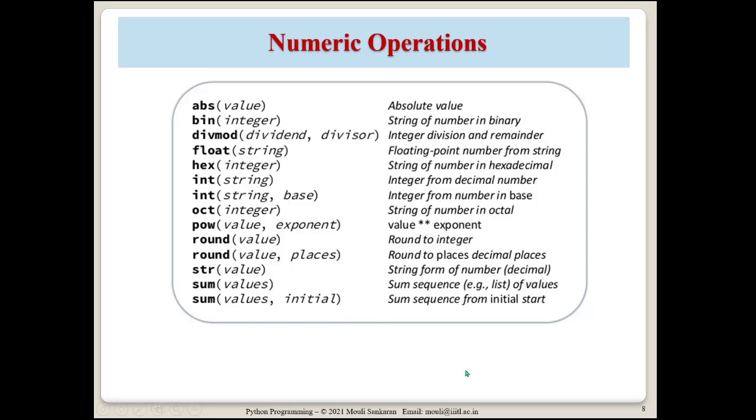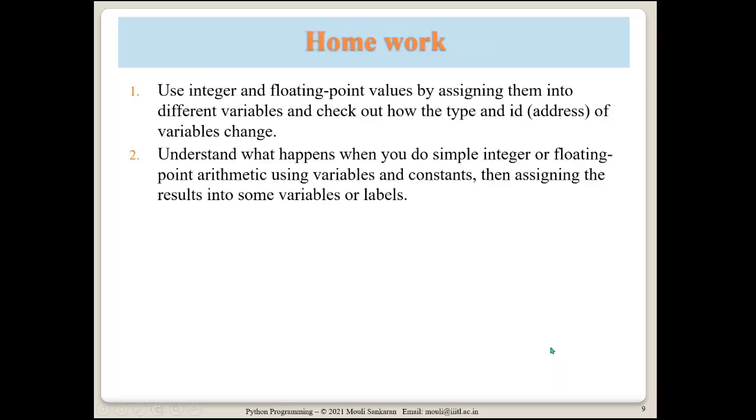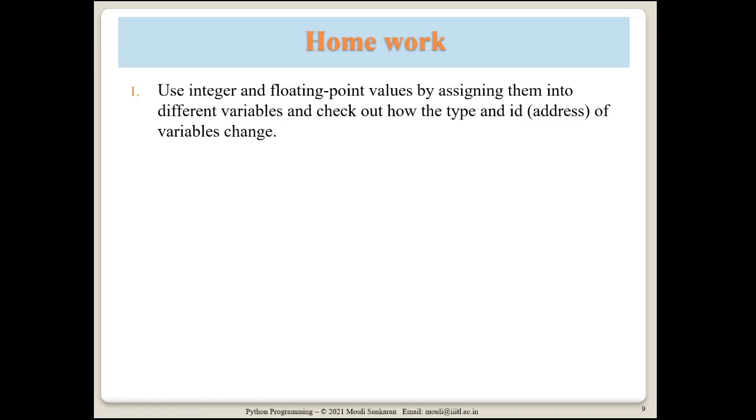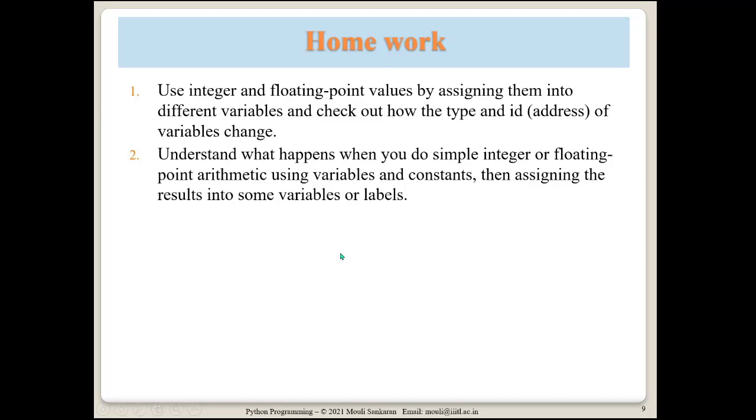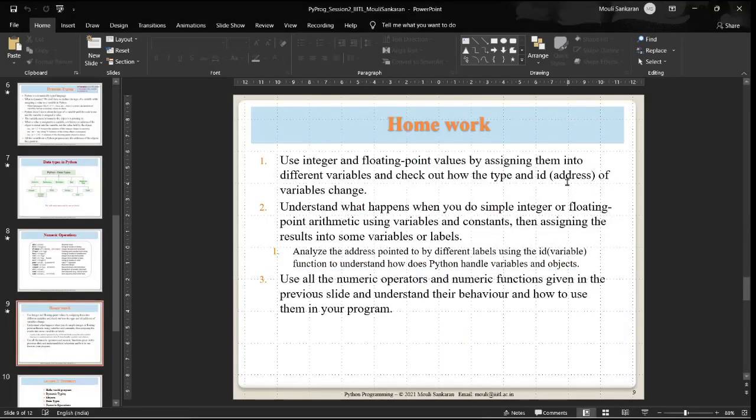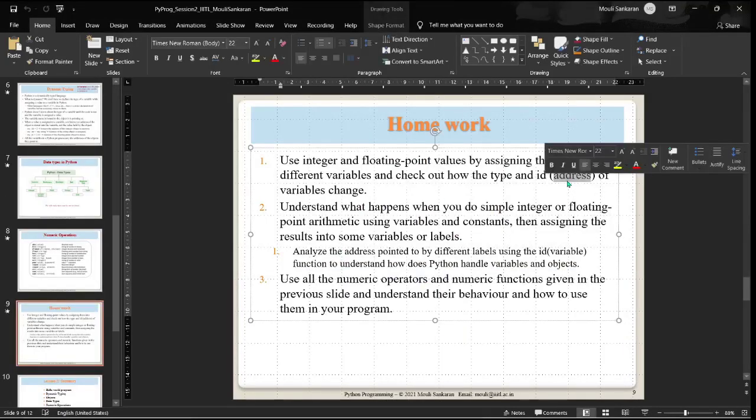There are some numeric operations. We will see a few of them. I will leave the rest for you to try out. And I'm giving the homework before. Use integer and floating point values by assigning them to different variables, and check out how the type and id of those variables change. Type and id is something like address. Okay, how do they change? Maybe I will say id is a label, not an address, the variable name.